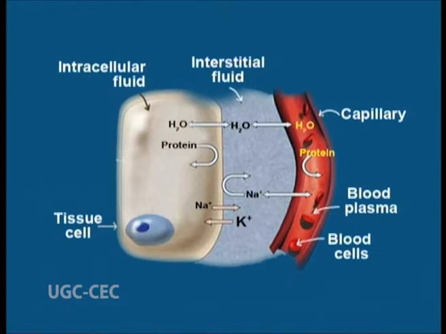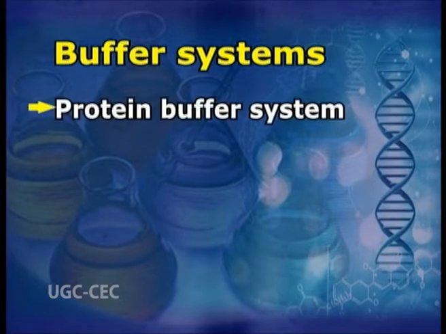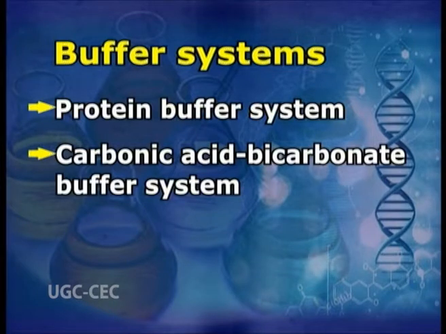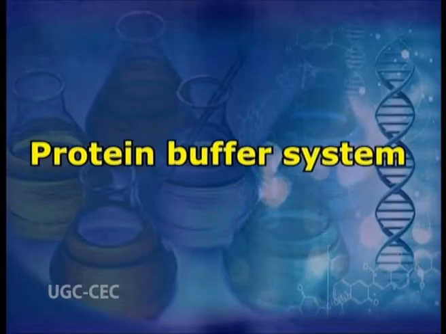One important reason is the presence of buffer systems, which function to convert strong acids or bases into weak acids or bases. The principal buffer systems of the body fluids are the protein buffer system, the carbonic acid bicarbonate buffer system, and the phosphate buffer system. A certain amount of all three is normally present in the body and cellular fluids, and so the maintenance of a constant pH depends on a complex system.